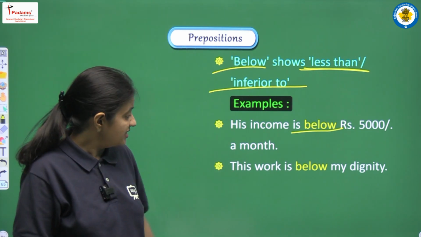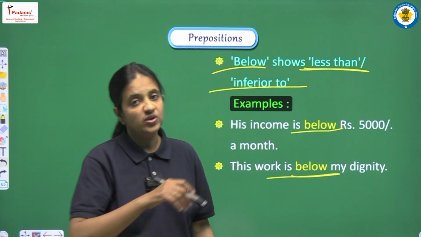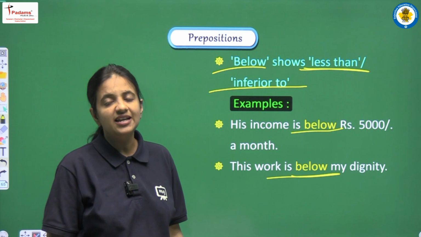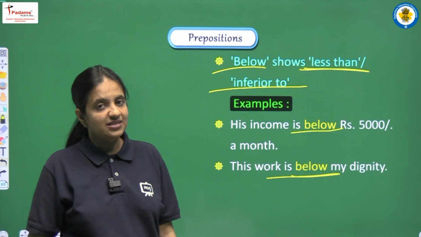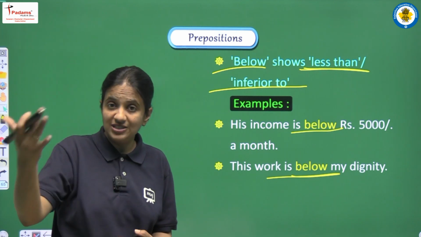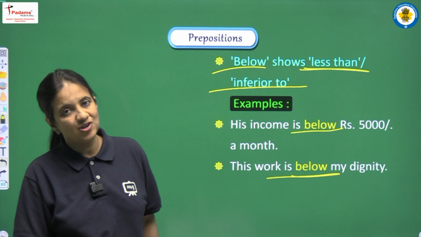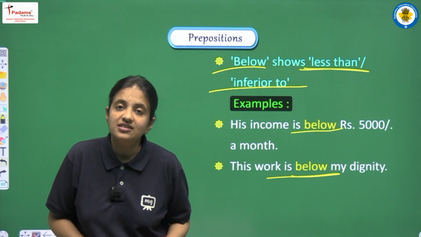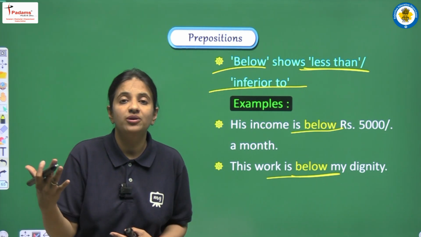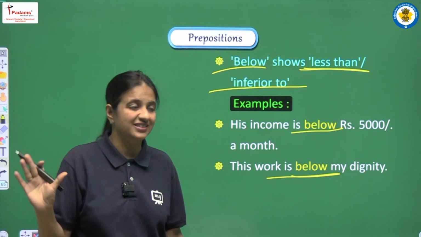Okay. Second example, this work is below my dignity. Okay, so again we are having the meaning of less than and inferior to, and we are saying that I cannot do this work because my dignity is above this work and this work is below my dignity. So here we can see this thing also, that yes, below is the opposite word of above. Clear? I hope all the examples that we have discussed, everything is clear.